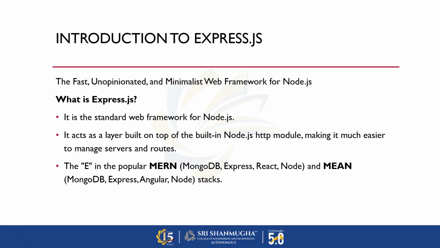So we have already seen what is MERN Stack and MEAN Stack. In MERN Stack, we have MongoDB, Express, React, and Node. In MEAN Stack, the technologies are MongoDB, Express, Angular, and Node. In previous videos, we have already seen the core differences between the MERN Stack and MEAN Stack.